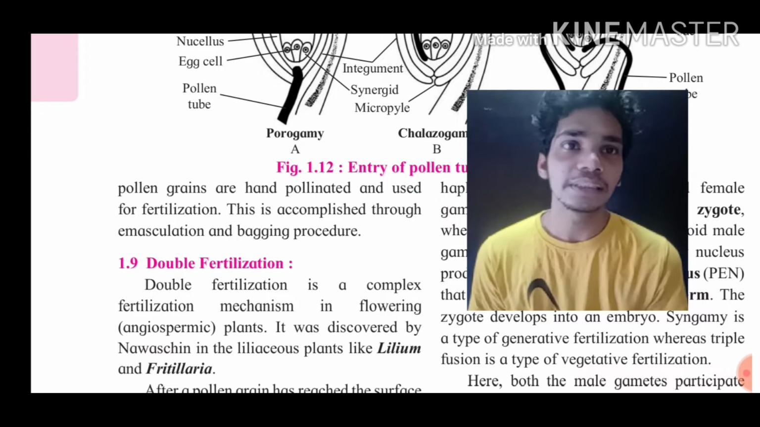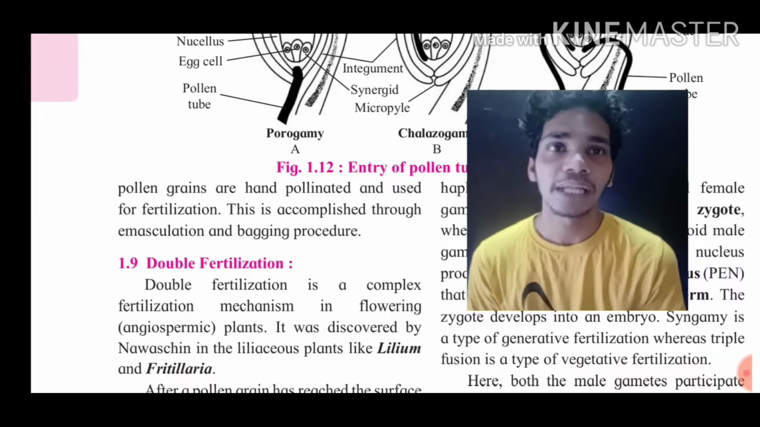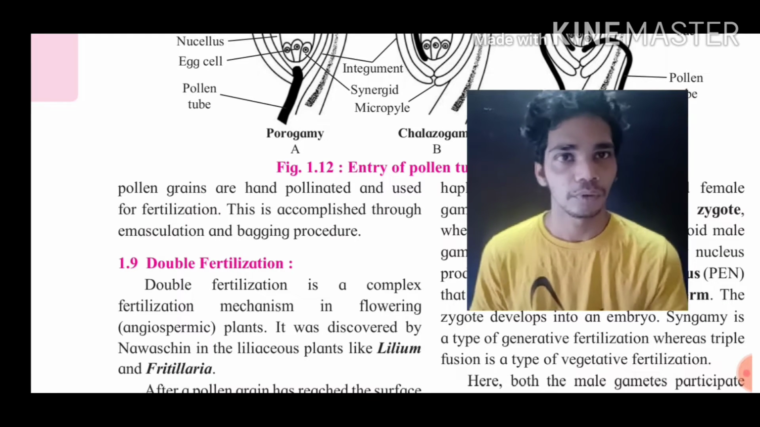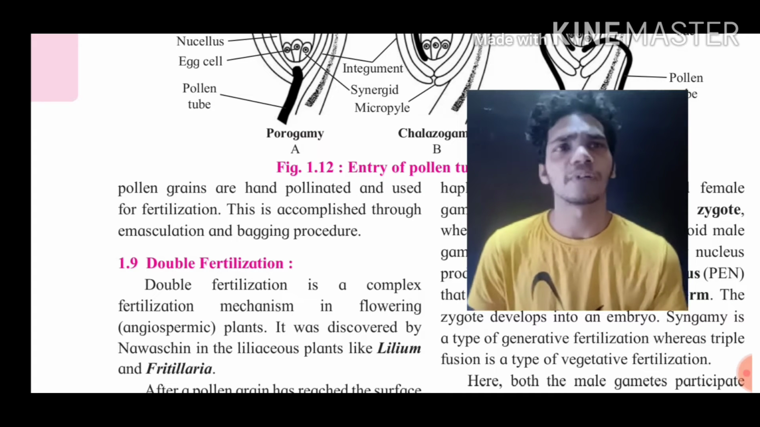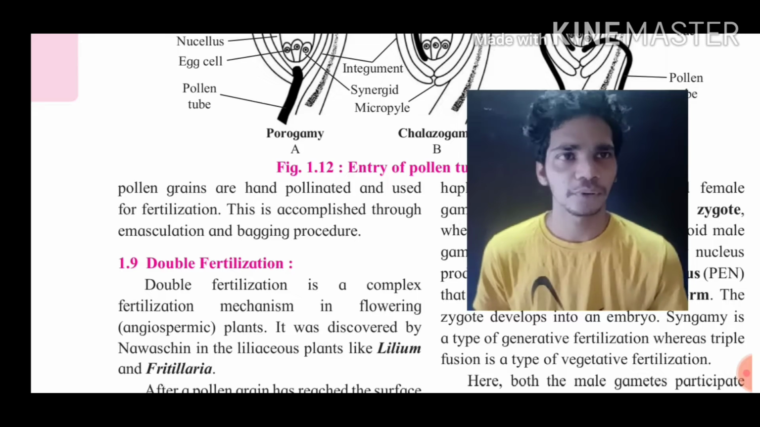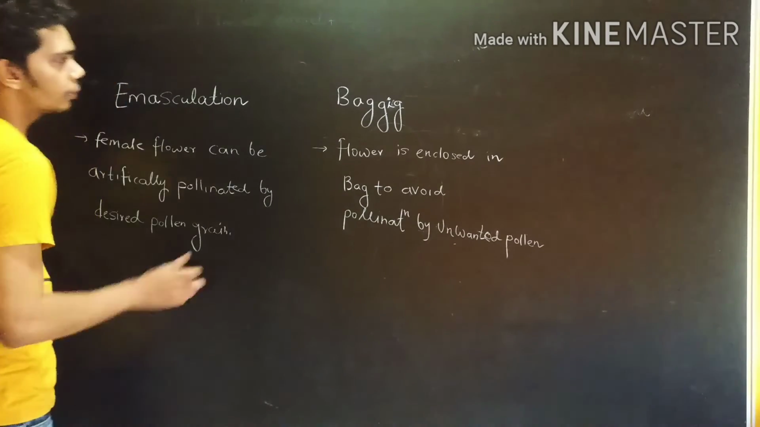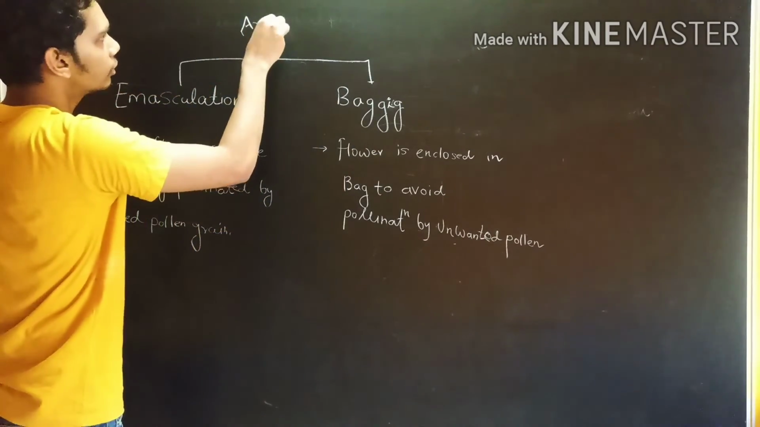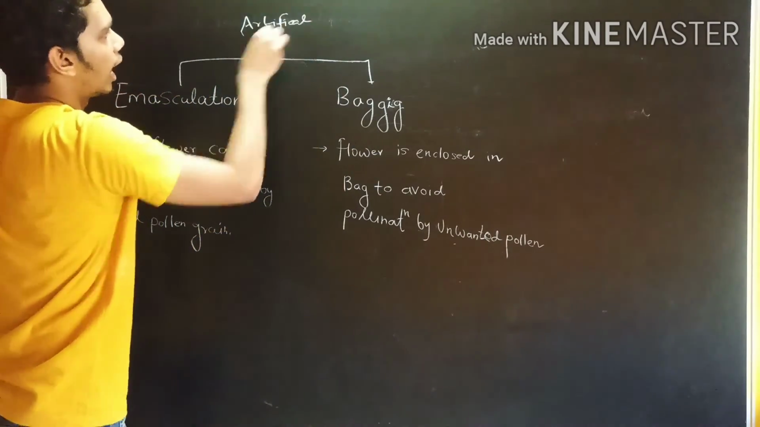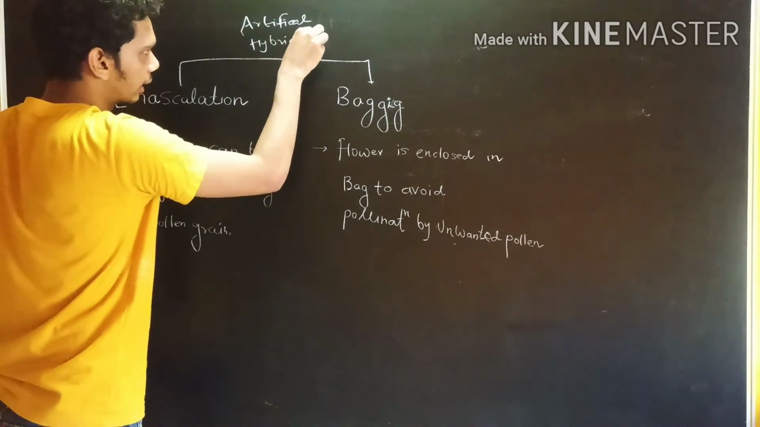Okay, so this is accomplished through the emasculation and bagging procedure. We will study in detail what emasculation and bagging procedure actually are. I will make a short video on that as well, about the two methods, emasculation and bagging, in the artificial hybridization process. So let's study in detail what that actually is.